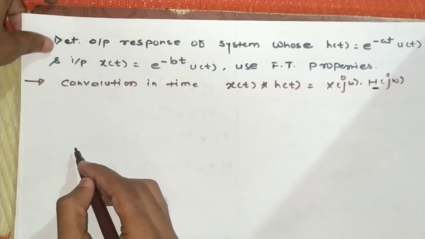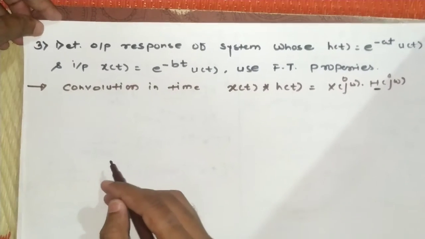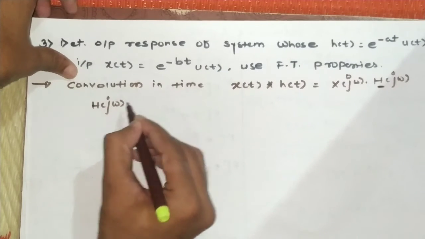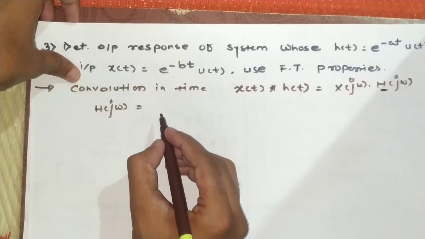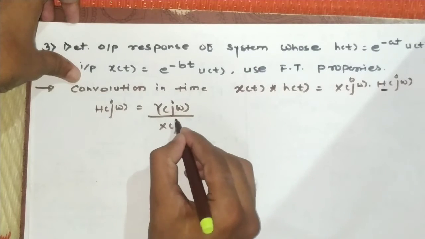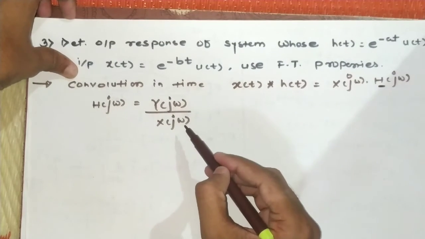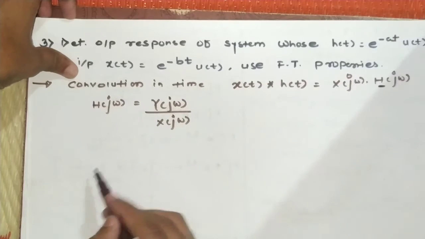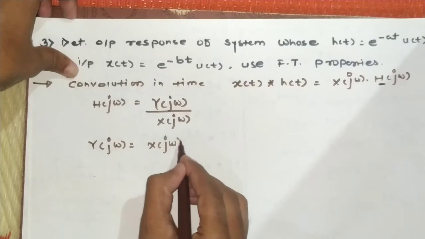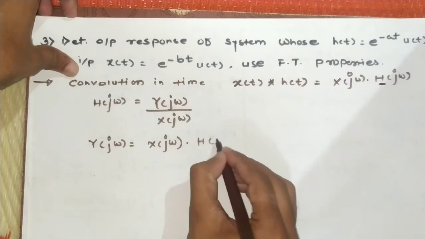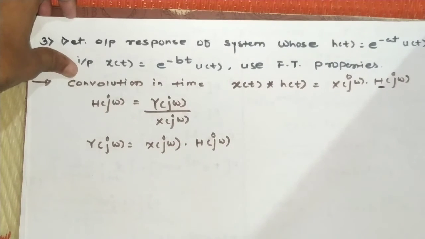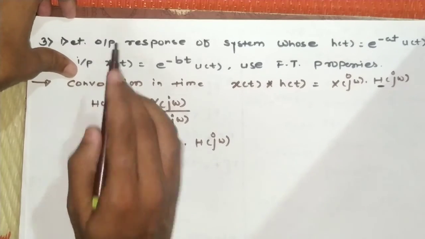If it is there, I can just concentrate on this term h of j omega. This simply indicates the transfer function or gain of the system, and we know that the transfer function of any system, written in terms of frequency component, is the ratio of output by input. So we can write y of j omega is equal to x of j omega multiplied with h of j omega. Once you get y of j omega, we can find its inverse Fourier transform, and that becomes our output response of the system.